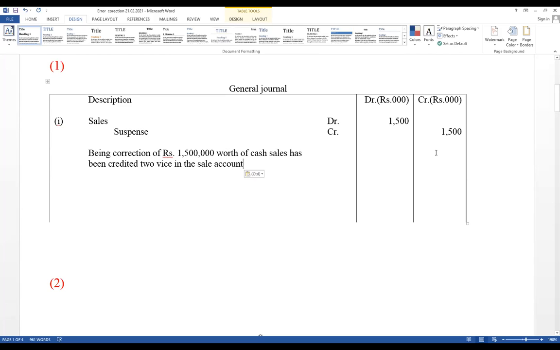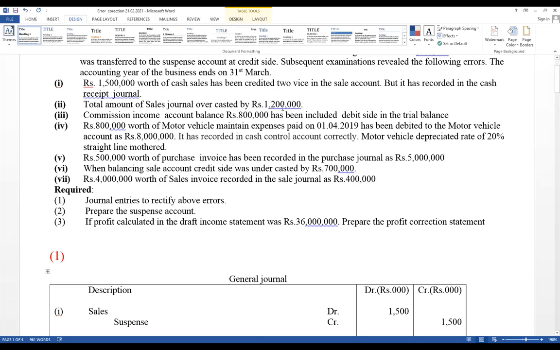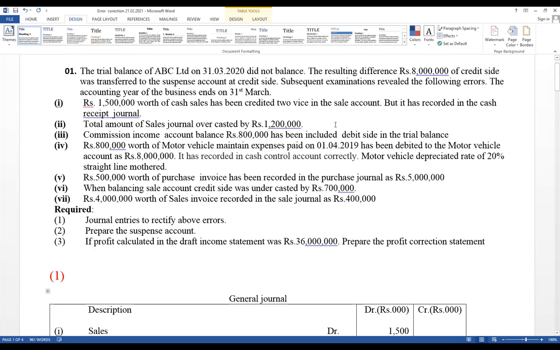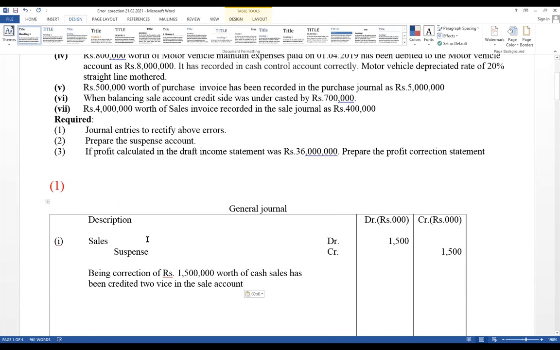Sales account debit, suspense account credit. Think about recorded twice in the sales accounts. Therefore, sales account credited twice, so one time sales account debit. Think about profit already calculated. Errors recognized after calculating the draft income statement. In this situation, if there is an income or expense account, you have to write within brackets as income statement.